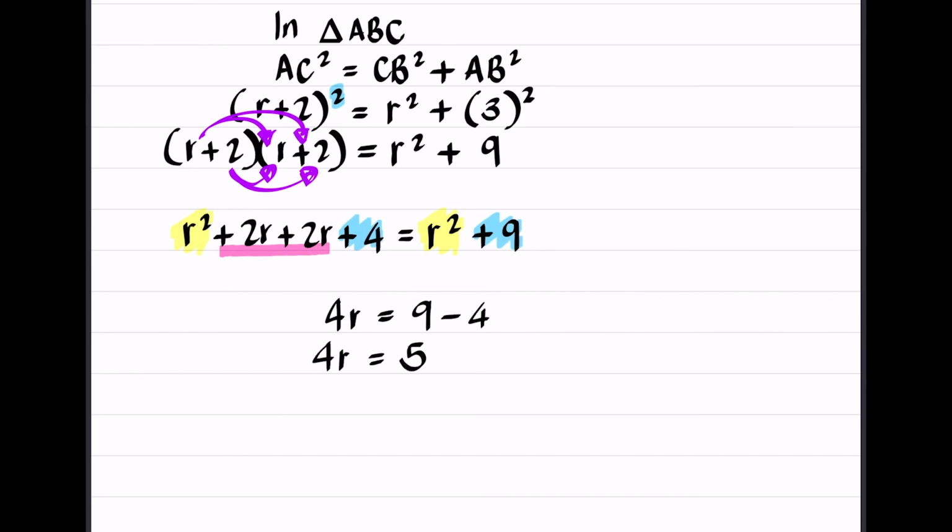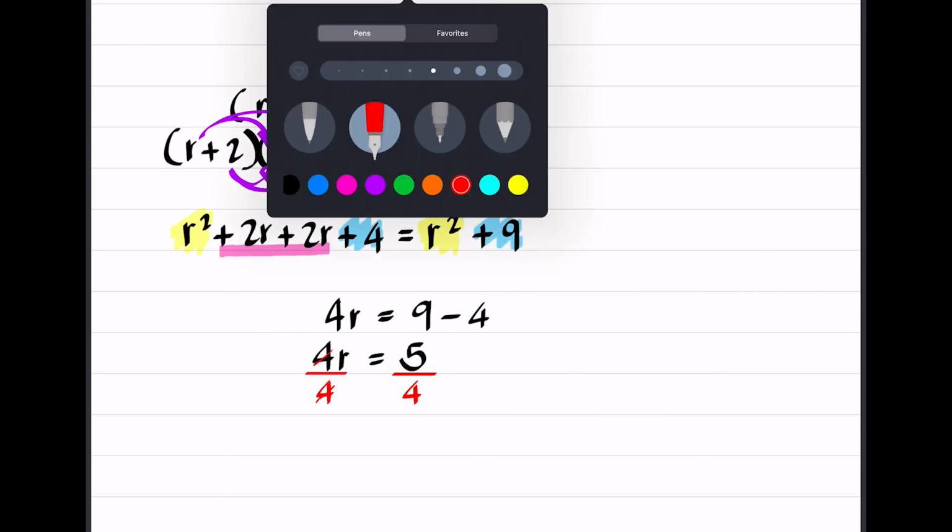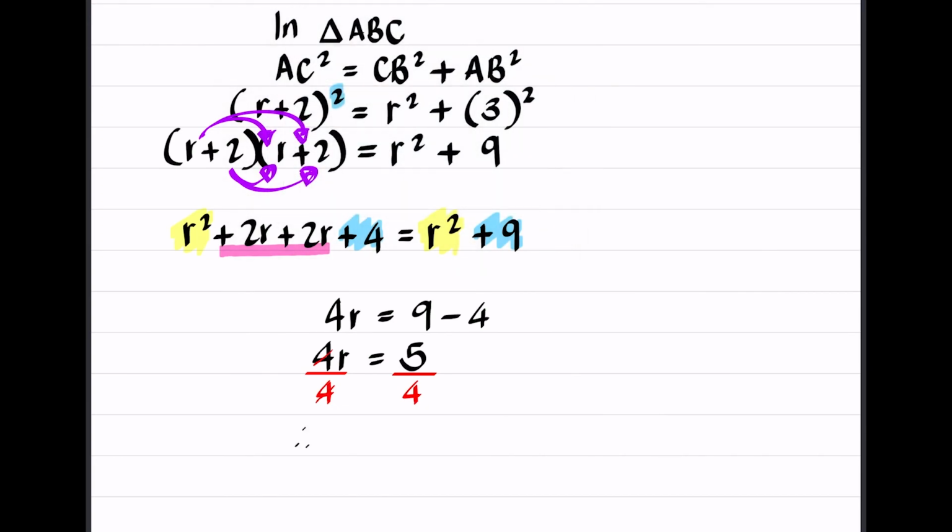So I want the r to be by itself, which means that I'm going to divide both of these sides by 4 so that the 4's cancel. Therefore, r is equal to, we could keep it as 5 over 4, or we could make it 1.25 centimeters.